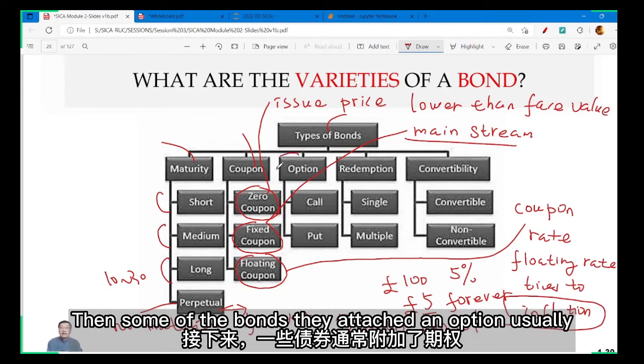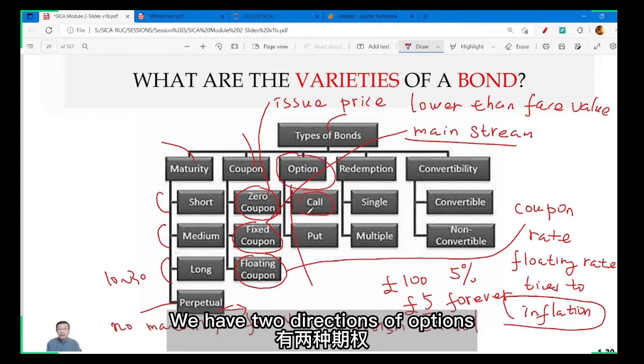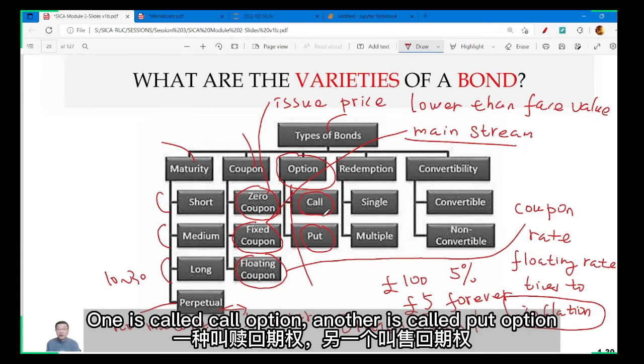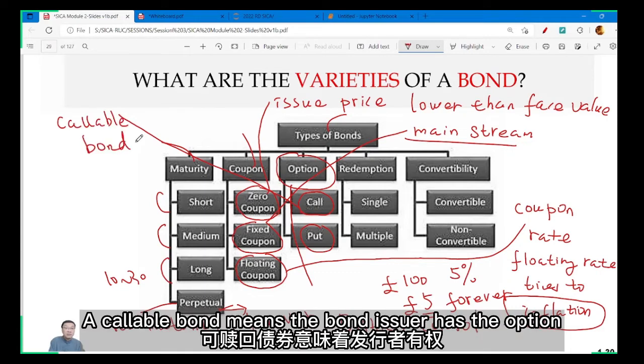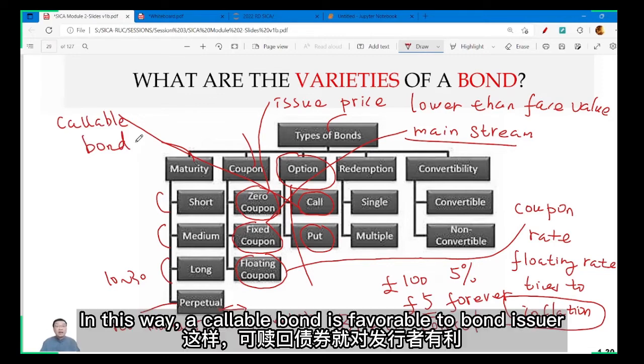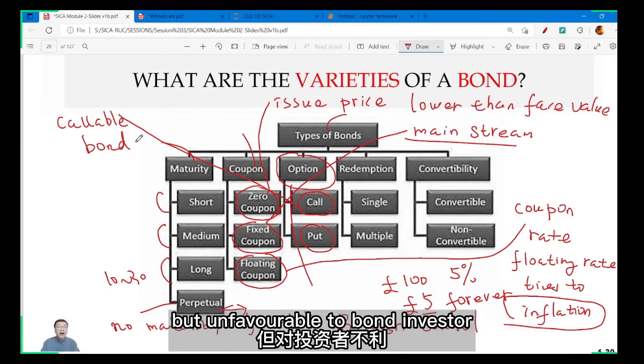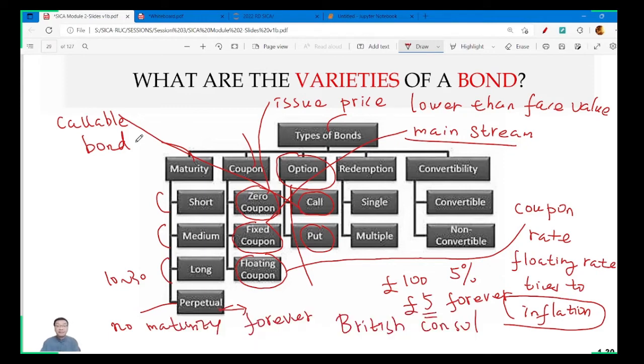Then some of the bonds have an attached option. Usually we have two directions of options. One is called a call option, another is called a put option. A bond with a call option is called a callable bond. A callable bond means the bond issuer has the option to call back the bond before maturity. In this way, a callable bond is favorable to the bond issuer, but unfavorable to the bond investor.